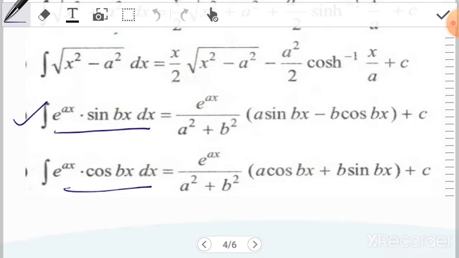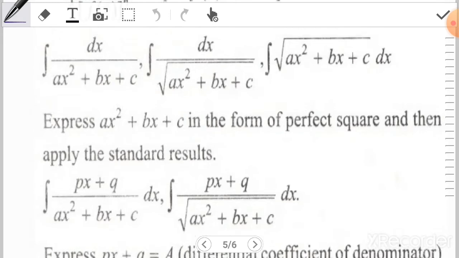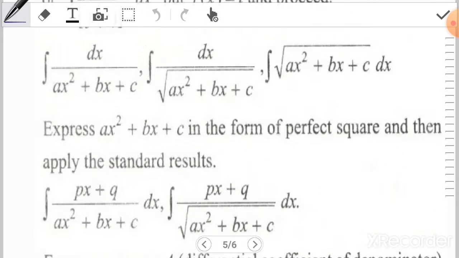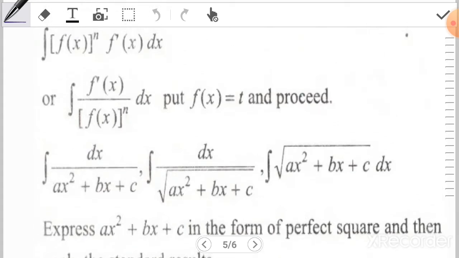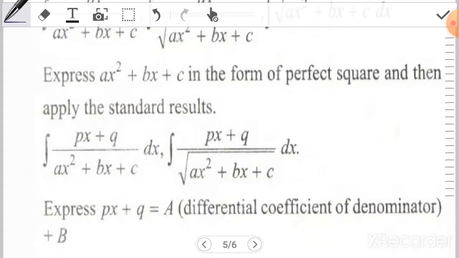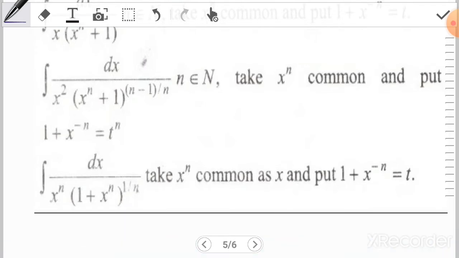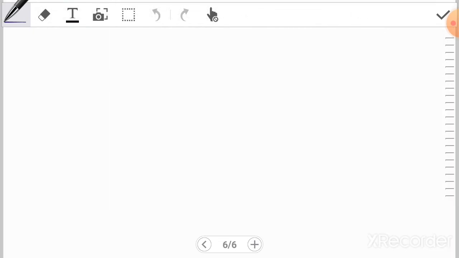So next is integration by partial fractions. So these are the methods to simplify the integration. I have already discussed this, and there are a few more. You can refer to my handwritten notes. The last one is integration by partial fraction.